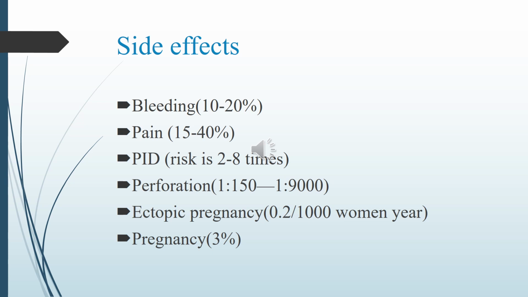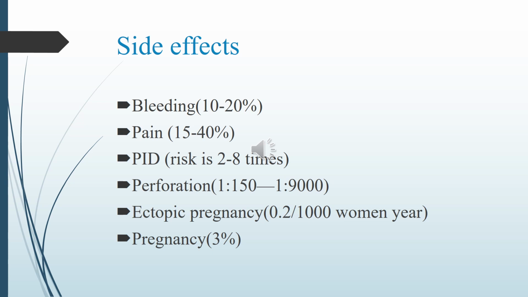Now, the second side effect is pain. Pain is usually felt in 15 to 40% of IUCD removals, and pain can be in the lower abdominal area, or there can be lower backache, or it can be down the thighs. Now, this is very less, and it can be due to certain infection which is caused by the IUCD, or disparity in the size between the device and the uterine cavity.